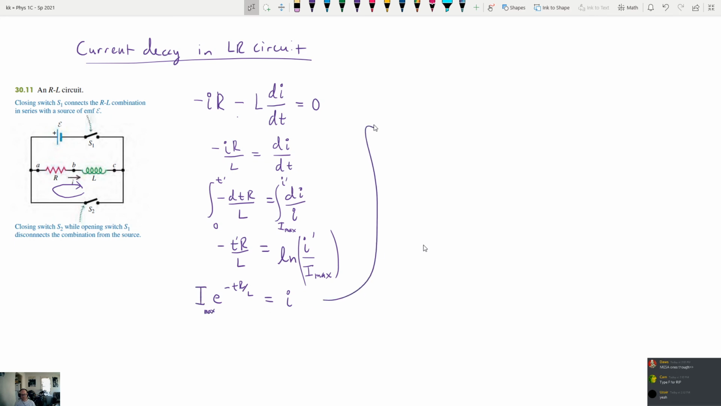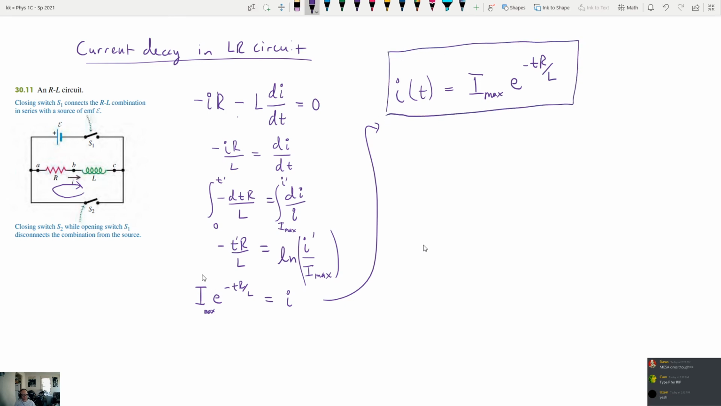So our answer is basically that the current as a function of time is equal to I max e to the negative tr over L. Okay. Looks a lot like a term in the current growth. Yeah, exactly. It's just the other term, basically, right?